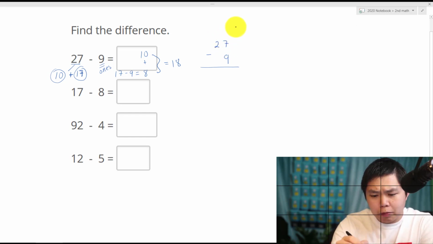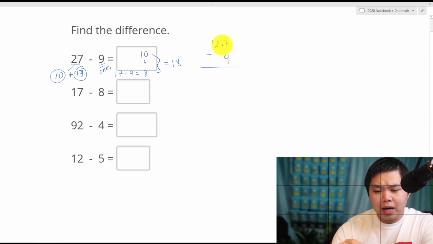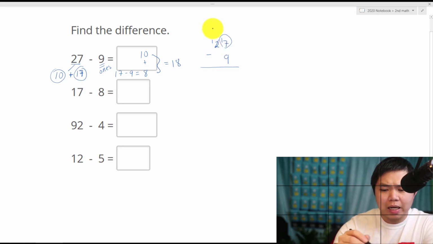Well, the way it works, we basically rewrite it. So now this becomes a 1 right here, and this becomes 17. So notice how I borrow from the tens place, remember. And we borrow from the tens place, now we have 17. Just the same concept, 10 plus 17. So what is 17 minus 9? That is 8. In this case, what's 1 minus 0? Because we don't have any tens right here. So that is 1. Our answer is 18.